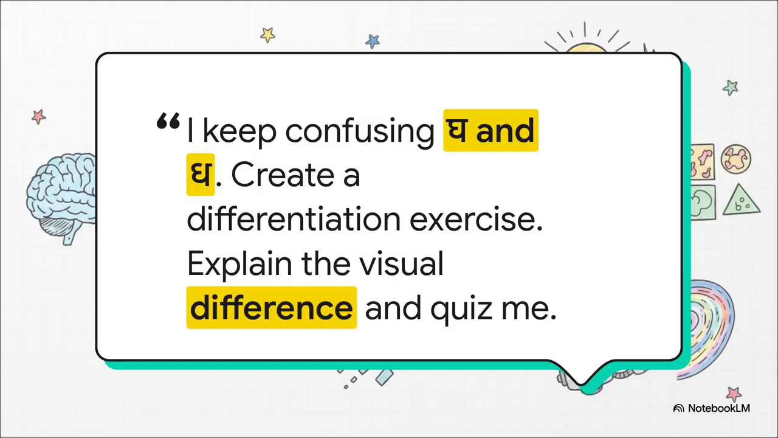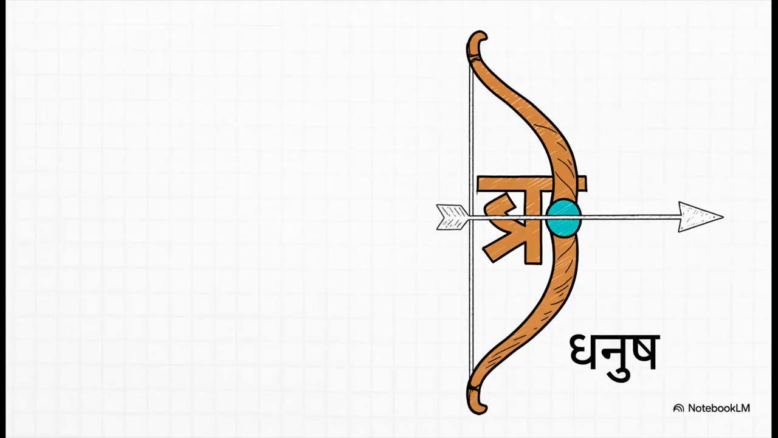So what do you do? You tell the AI your exact problem. You don't just sit there struggling in silence. You actively ask for a custom-built solution. And notice how specific the request is. Don't just tell me the difference. Explain it. Give me a memory trick, and then quiz me on it. And check out the brilliant solution it comes up with.